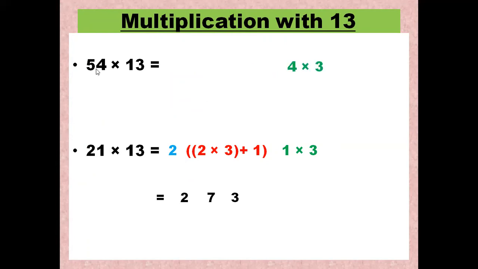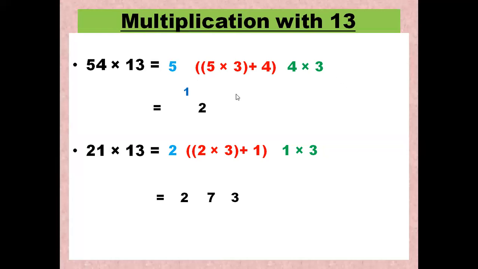Moving on to 54 times 13. So we multiply the rightmost digit with 3 since we are doing the multiplication with 13. So 4 times 3. Next is the leftmost digit we multiply with 3 and we add the next digit, which is 4. So 5 times 3 plus 4. Next is 5, we will write as it is.